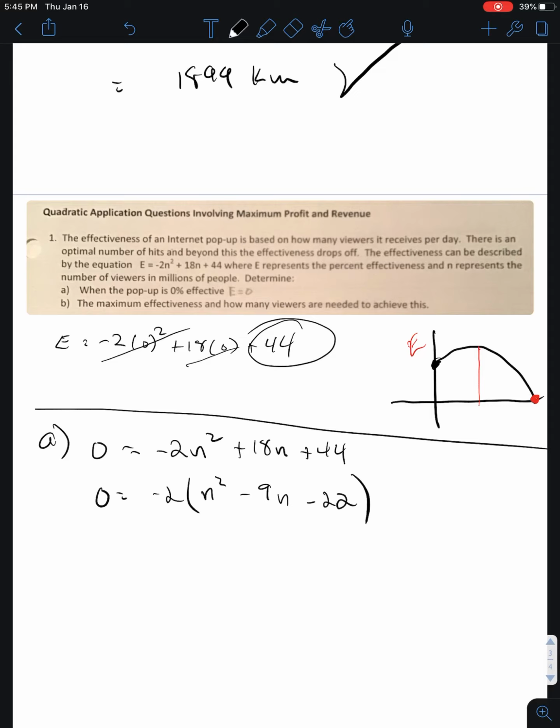So you're going to set it equal to 0, like I've done. And then you're going to see that you can either factor it as a complex trinomial because the A value is not 1, or you can recognize I could pull a greatest common factor of -2 out, and it creates a simple trinomial, which is nice to factor. So now I'm just looking for two numbers to multiply to -22 and add to -9, right?